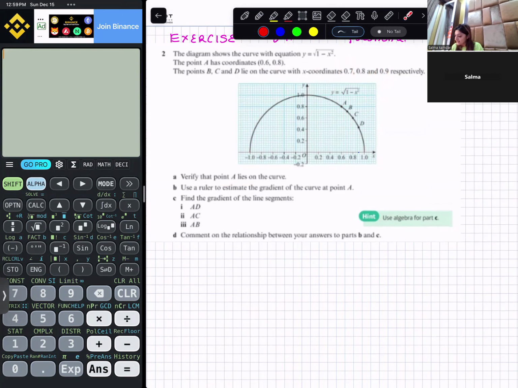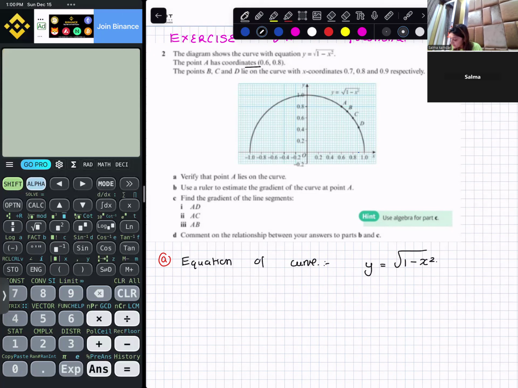Okay. If I want to verify that point A lies on the curve, I have the equation of the curve. I'm doing the A part. I have the equation of the curve, which is nothing but y is equal to root of 1 minus x squared. The x coordinate of point A is 0.6, so I will substitute 0.6 in the equation of the curve.